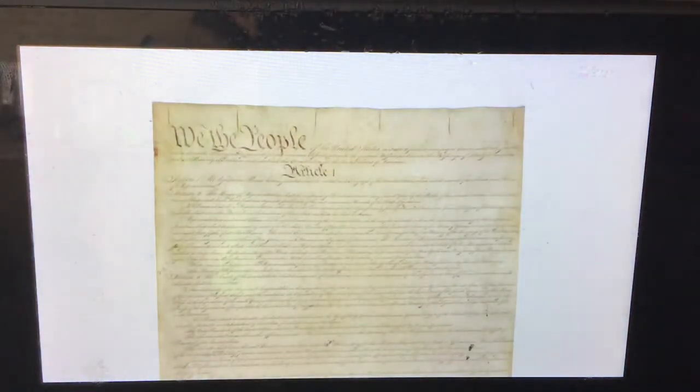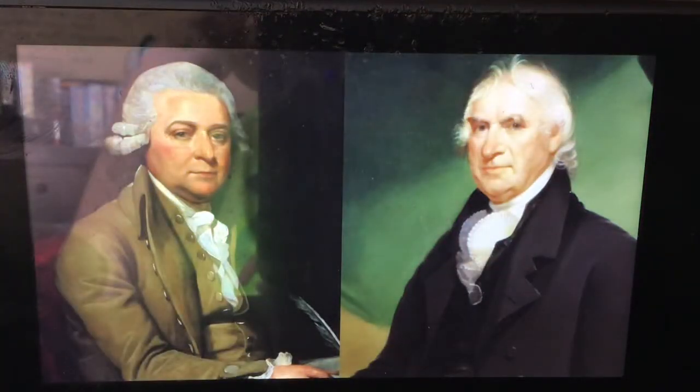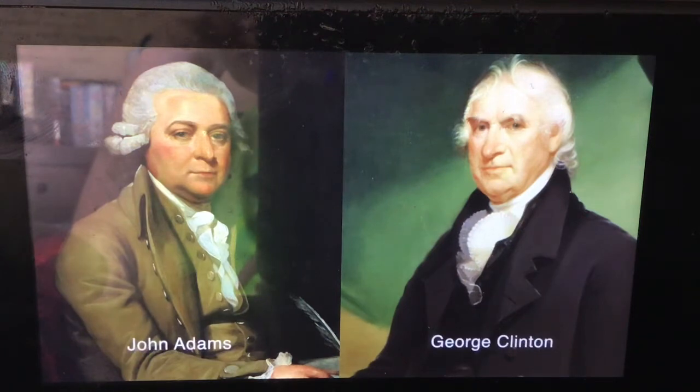Again, under the original Electoral College, each elector could vote for two people for president. The top two candidates, after adding up all the electoral votes, would be president and vice president. While Washington faced no serious threat, there was a close race for second between the Federalist John Adams and Democratic Republican George Clinton.